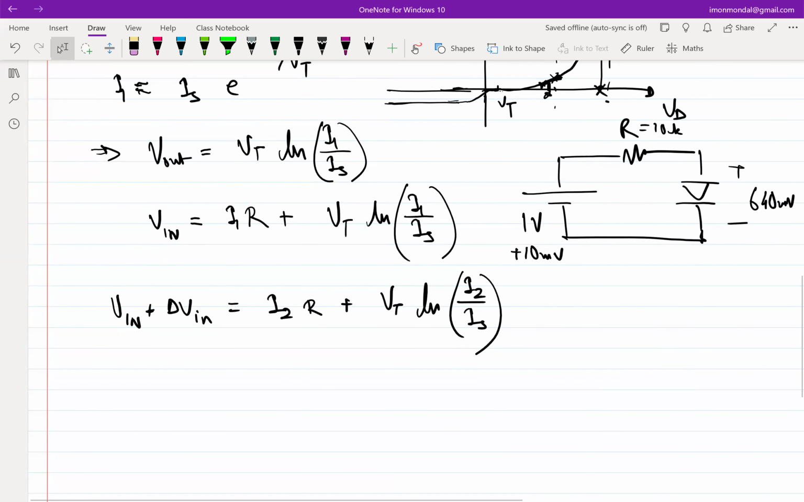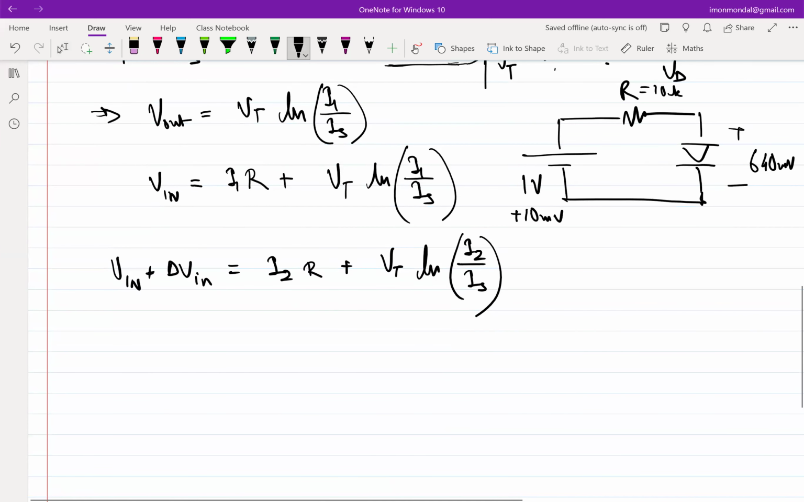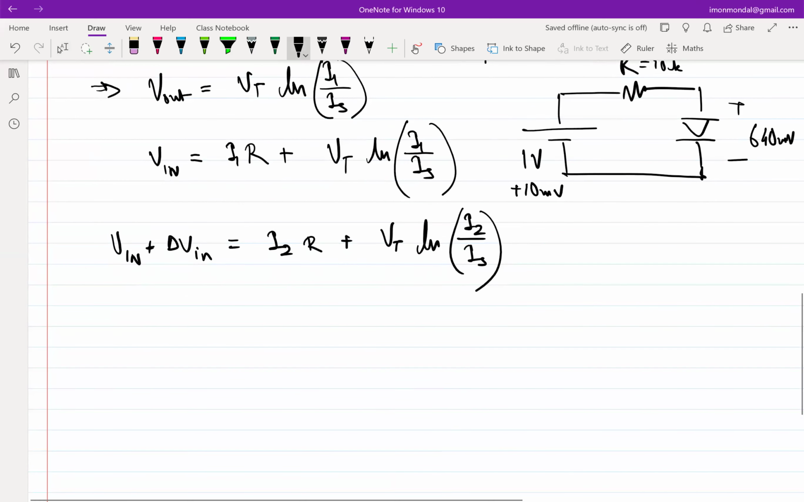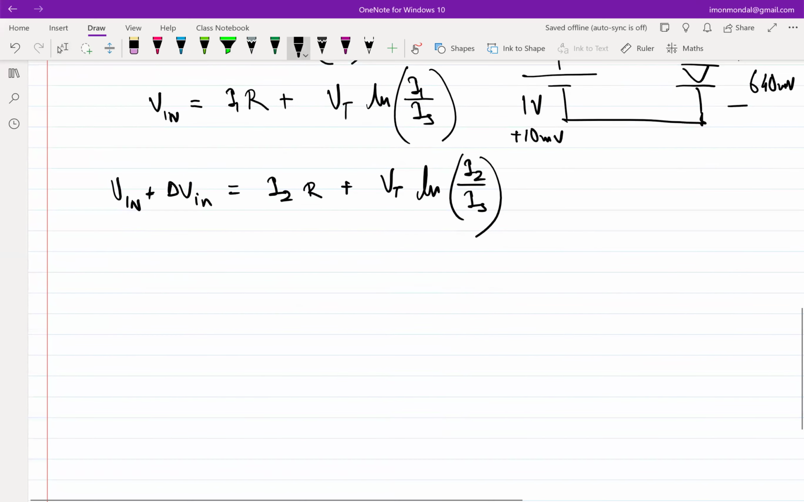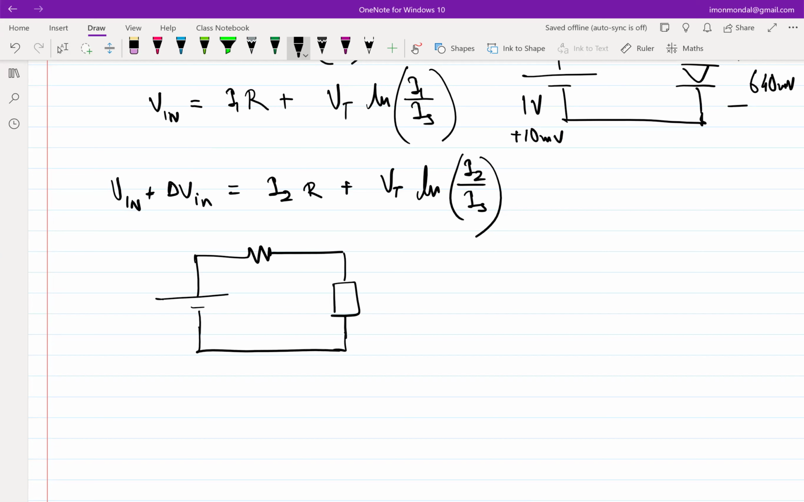So let me take that step. What we are essentially going to do is forget about the diode. Let's say we have this arbitrary nonlinearity whose current is some function f of the voltage across it. This I is some nonlinear function of the voltage across it. Diode is a special case.